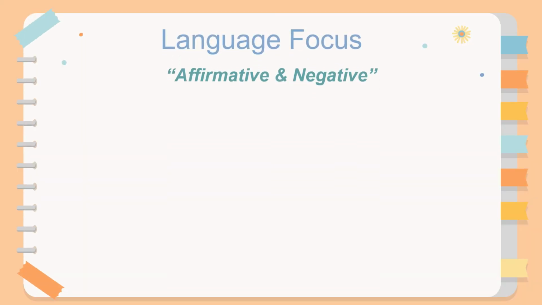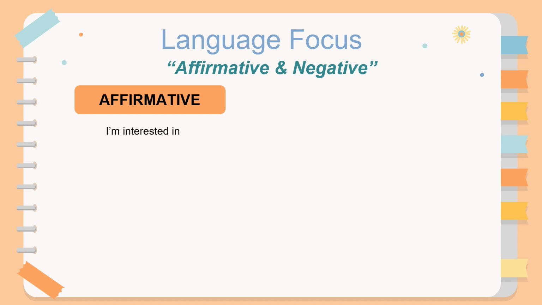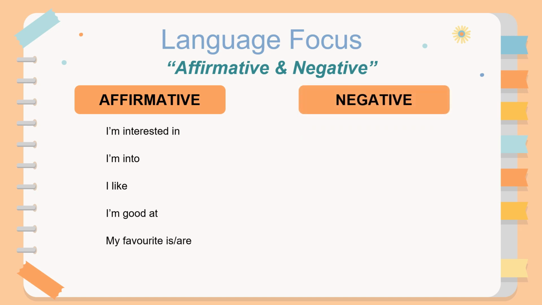Our language focus for today is the affirmative and negative. So what do these two terms mean? Affirmative, simply put, is the stand where we agree with something or when we give out positive statements. For example, I'm interested in, I'm into, I like, I'm good at, and my favorite is or my favorites are. On the other hand, negative is simply the opposite of affirmative, where we disagree with something or make a negative statement. For example, I'm not interested in, I'm not into, I don't like, and lastly, I'm not good at. You will be able to use this affirmative and negative in the activity which is coming up.